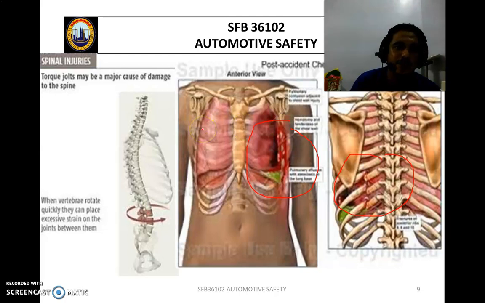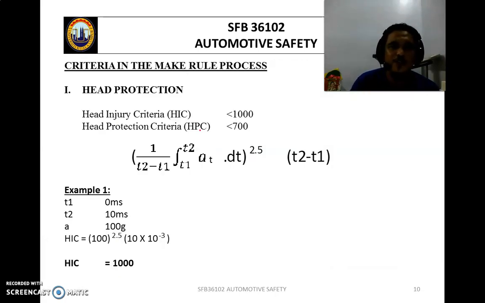Alright, so why do I show this to you? If you are working with an automobile company, what they need to do is design the part, design the vehicle, to make sure the occupant is safe inside the vehicle. Okay, all right. So we see first how to protect the head of the occupant. This is because of the concussion.